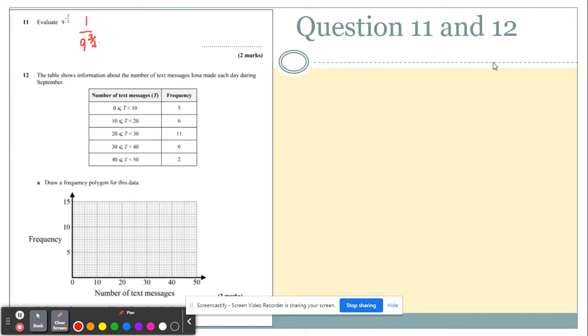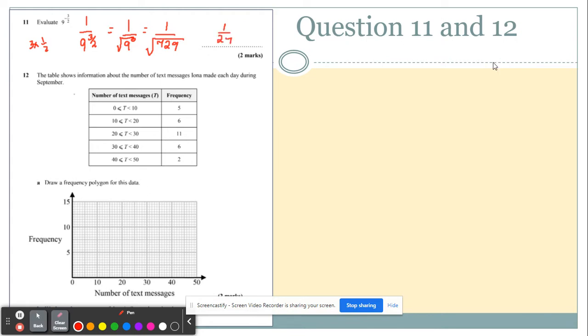3 over 2 can also be written like 3 times 1 over 2. So you can take them separately. 9 to the power of 3 will be 9 cube, and anything to the power of half is a square root. I can also write it like this: 9 to the power of 3 and the square root of that. So 9 to the power of 3 is 729, square root, and my final answer will be 1 over 27.